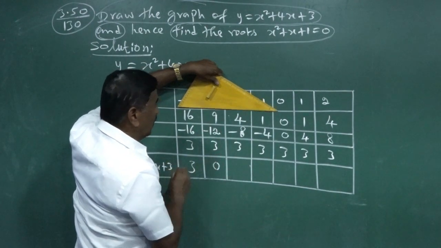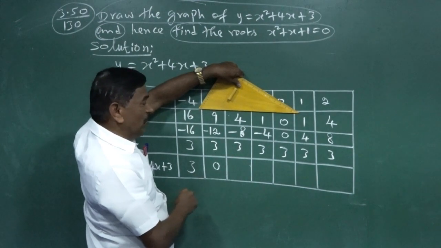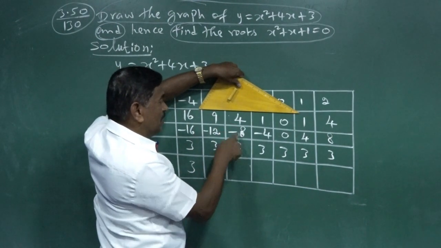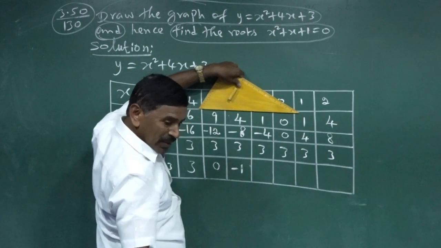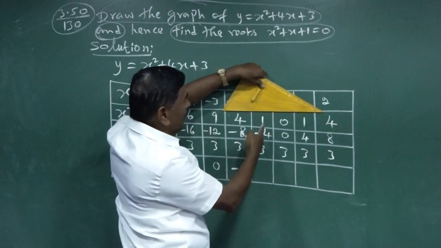Next. Okay, what is your answer? Very good. 7. 7 minus 8? Yes, minus 1. Next row. Here. Very good.